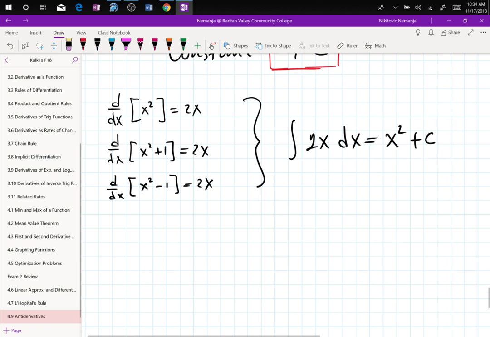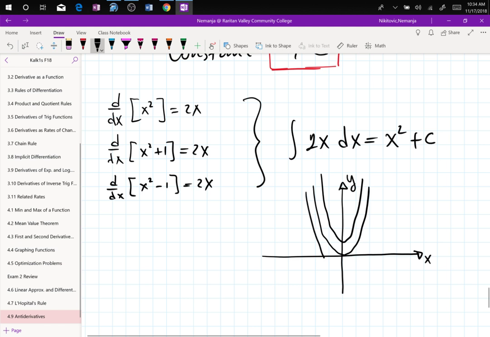What does it do? Graphically. It moves it to the left and right? It moves it not left and right, up and down. So I have my x squared, then I have my x squared plus 1, then I have my x squared minus 1. You see that? These are graphed there. You see that there is a plus c that will tell you there are infinitely many of these all stacked on top of each other. All of these x squares. And they're stacked forever.